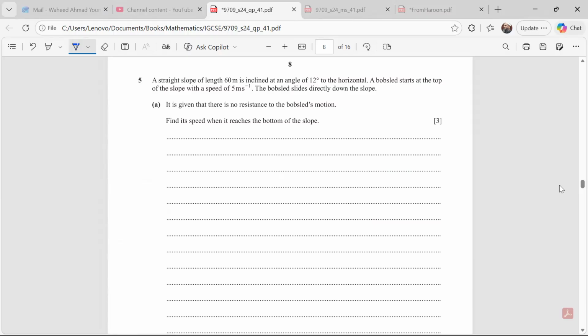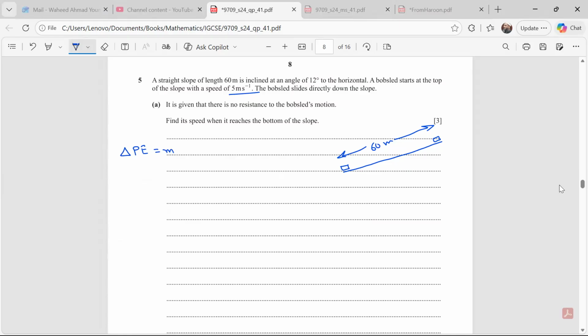We have an inclined plane like this, whose length is 60 meters. An object starts from here with already some speed, right? The speed is 5 meters per second. So when it reaches here, what is the speed over here? Basically, whatever is the loss in potential energy has been converted into the gain in kinetic energy. So let's calculate the change in the potential energy.